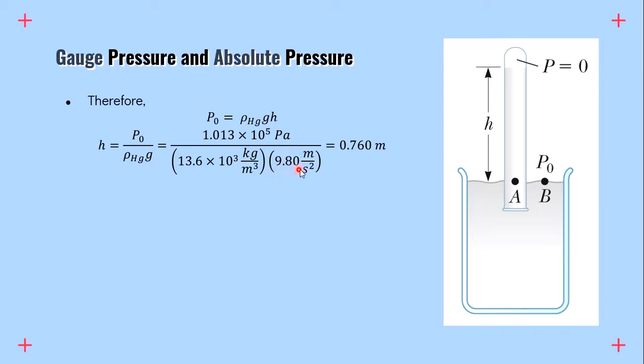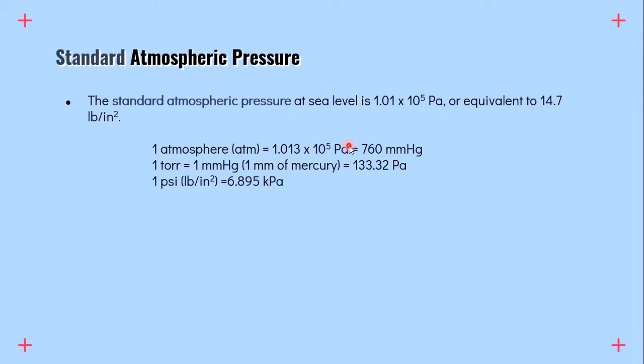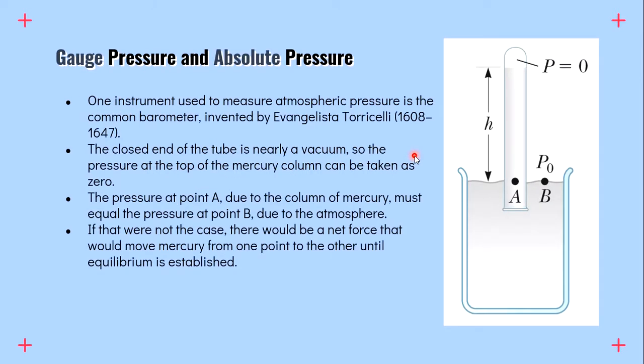I think I just followed the book or something. I just made a typo error, I think. So anyway, our answer should be 0.760 meter or 760 millimeters of mercury, and that tallies to this value. So the atmospheric pressure is equal to 760 millimeters of mercury on a Torricelli barometer.